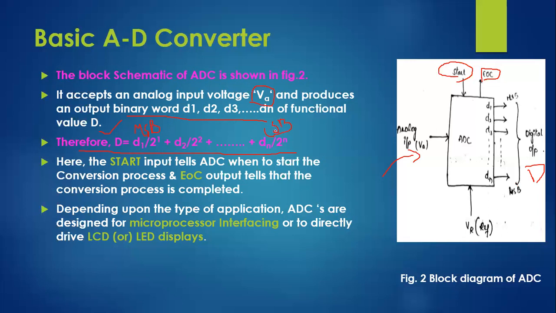So here the generalized circuit of the A to D converter is shown. And here we have two additional signals called start and EOC. EOC represents end of conversion and start represents the starting signal, which acts just like a clock input. It tells the ADC when to start the conversion process, whereas EOC tells that the conversion process is completed. So EOC is an output signal, whereas start is an input signal, which is represented in terms of arrow marks.